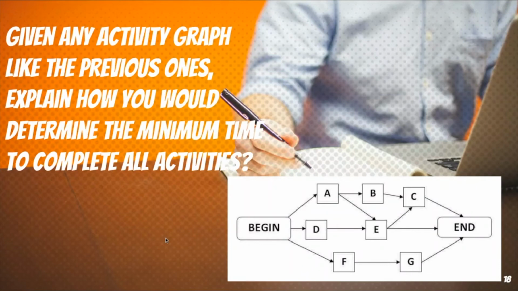But how do you know that? To determine the minimum time to complete all activities, you would have to know the time of each activity, first of all. And in order to know the total time of activities, you would have to sum all possible pathways. So let's look at all the possible pathways. There's A, B, C, there's A, E, C, there's D, E, C, there's A, E, D, E, and then there's F, G.